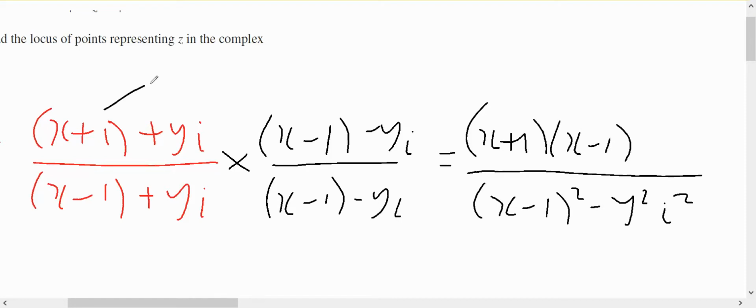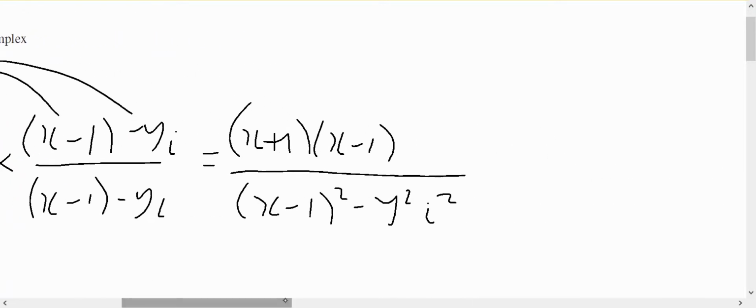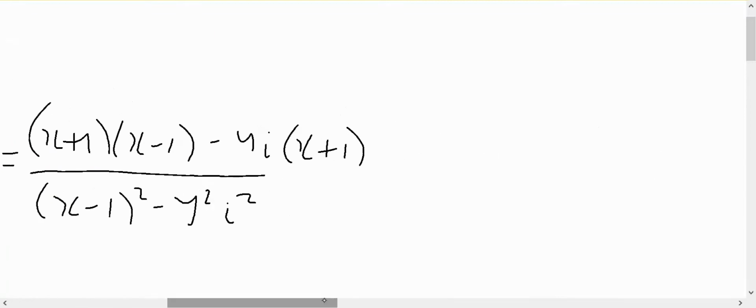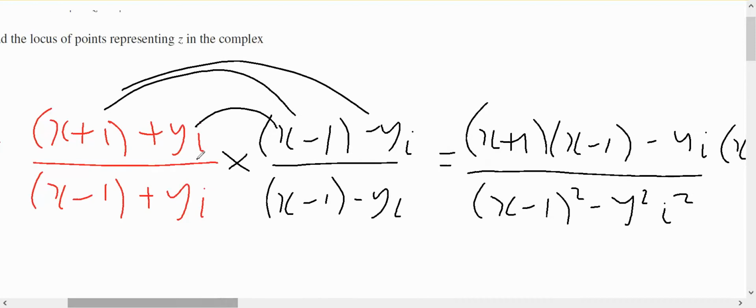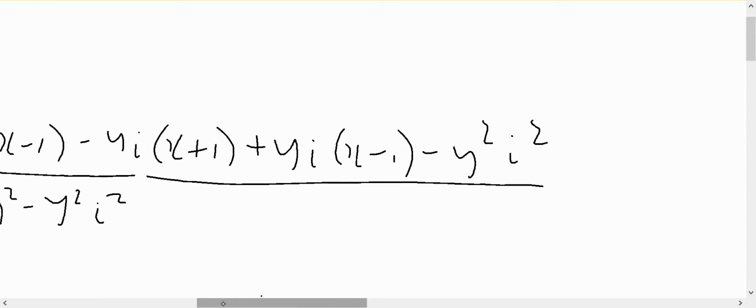and my top becomes x plus 1, x minus 1, so I'm multiplying this out, and then I've got x plus 1 times minus y, so minus yi times x plus 1, and then I've got yi times x minus 1, and then I've got the last, so minus y squared i squared. And that's all over that bottom.